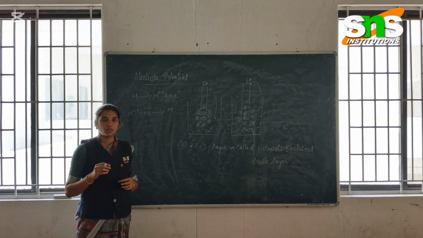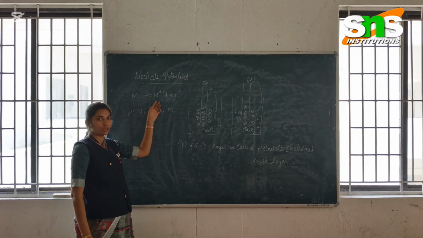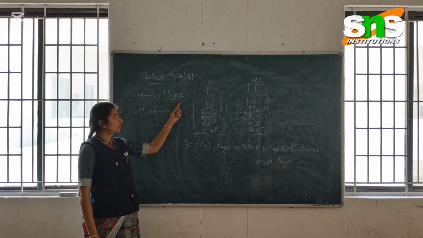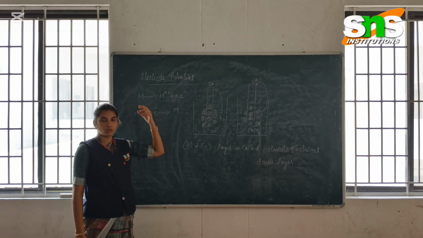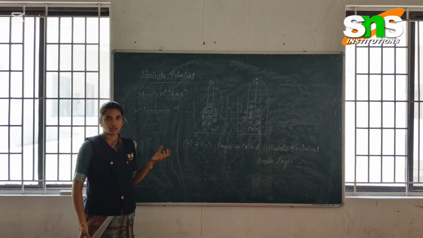occur. The metal M, when it goes into the solution, will form M^n+. That is, it forms metal ions with the loss of electrons, ne^-. So this is the formation when the metal M goes into the solution and forms a metal ion with the liberation of electrons.